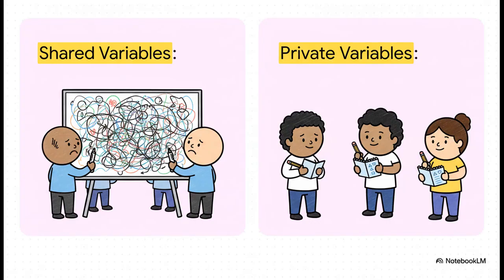The best way to think about this is with a simple analogy. A shared variable is like one big whiteboard for the whole team. Everybody can see it, and anybody can write on it, which is great for collaboration, but it can also lead to people accidentally writing over each other's work. A private variable, on the other hand, is like giving each team member their own personal notepad. Their work is safe, it's separate, and nobody else can mess with it.